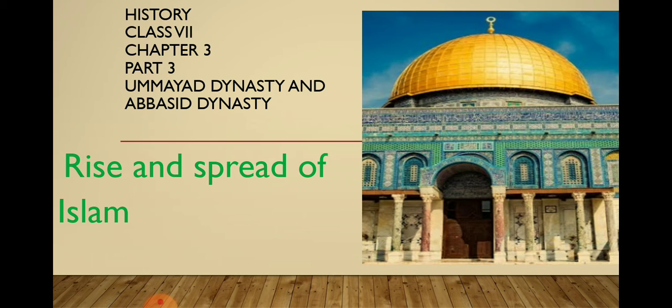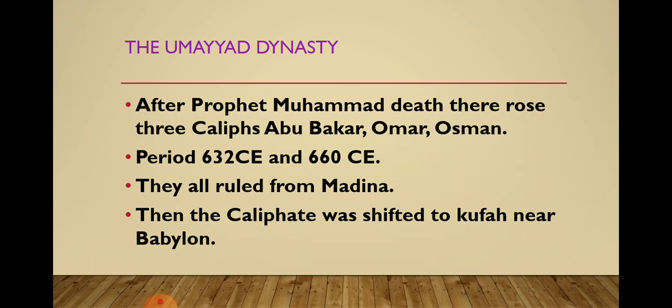We have studied all these things in our previous class, and now we are going to study two dynasties which emerged after the four successors. In this portion, we will study two important dynasties which emerged in Islam. These two are the Abbasid Dynasty and the Umayyad Dynasty. First the Umayyads and then the Abbasid Dynasty. So let's see the Umayyad Dynasty first.